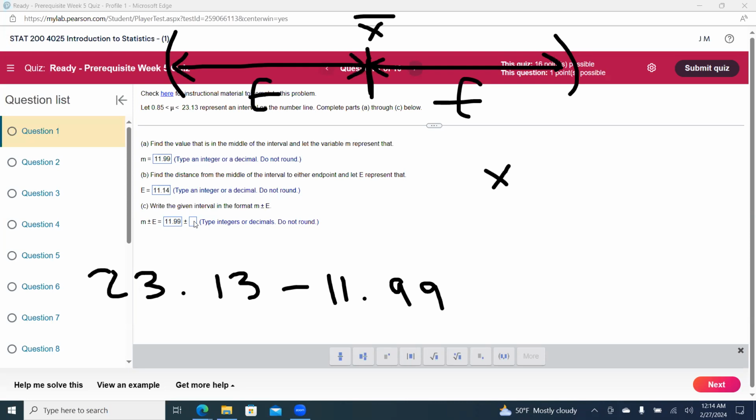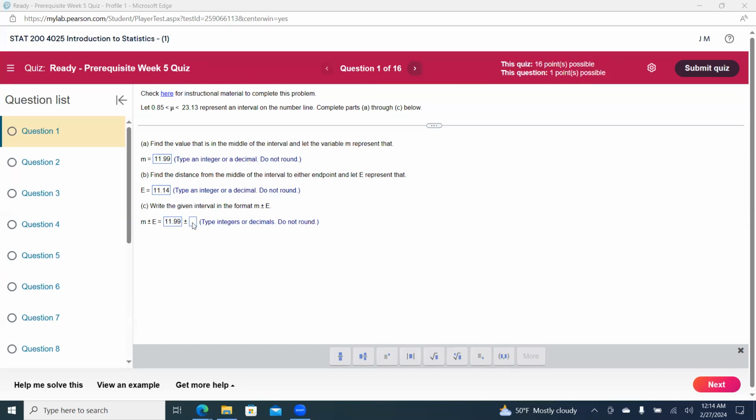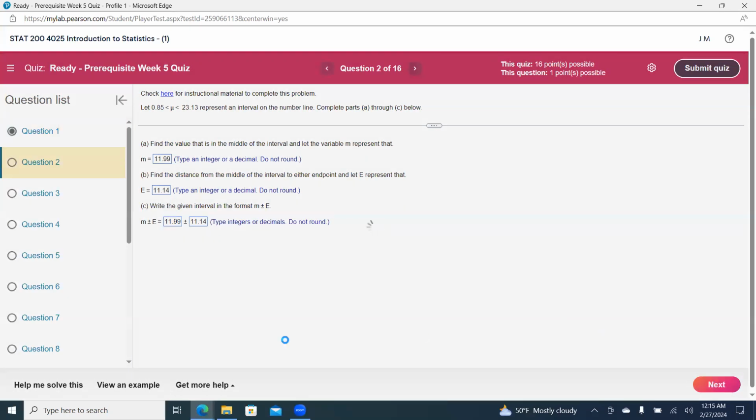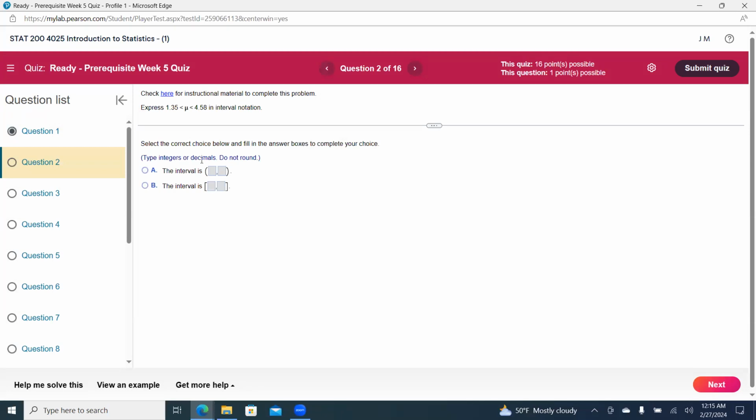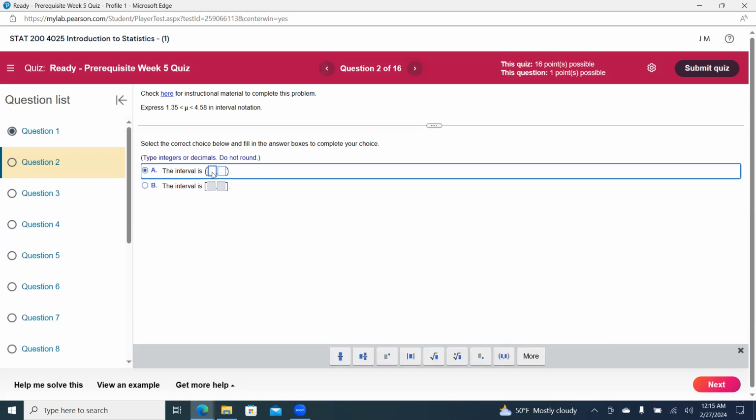So one way you can do an interval is the sample mean plus or minus the margin of error is going to represent those outside numbers. So 11.9 plus or minus 11.14, obviously. So it is not inclusive, is what they're saying there.